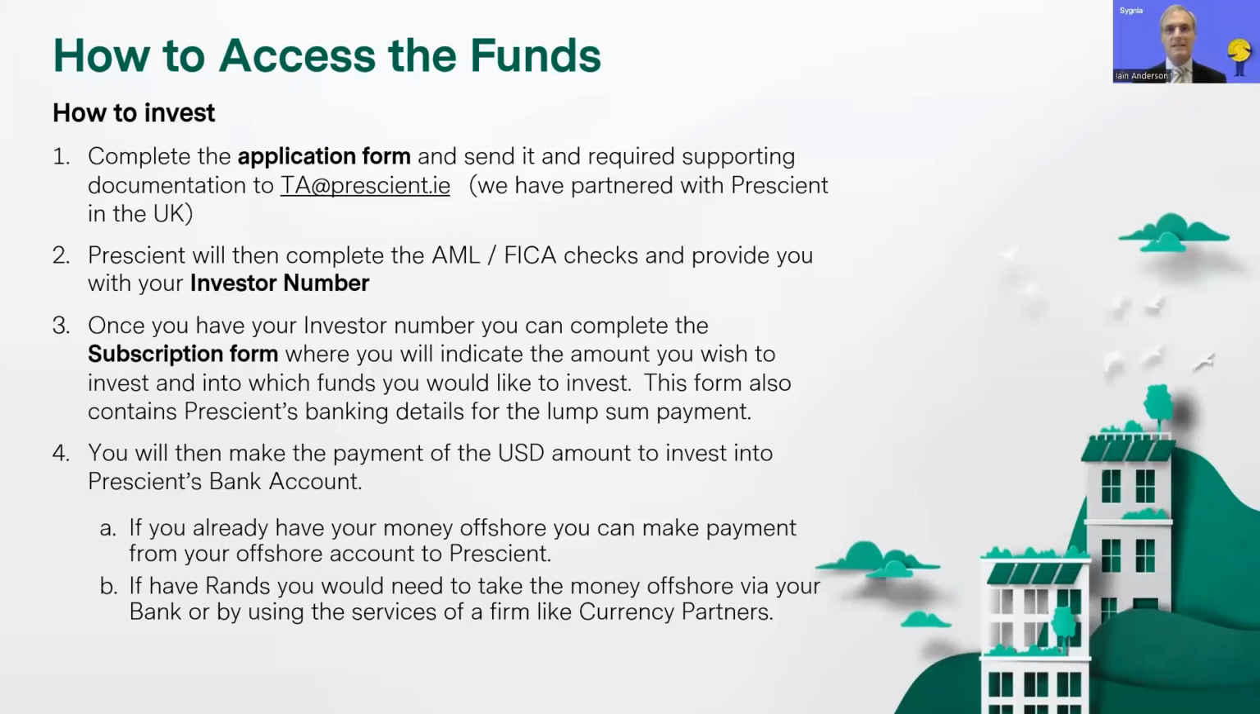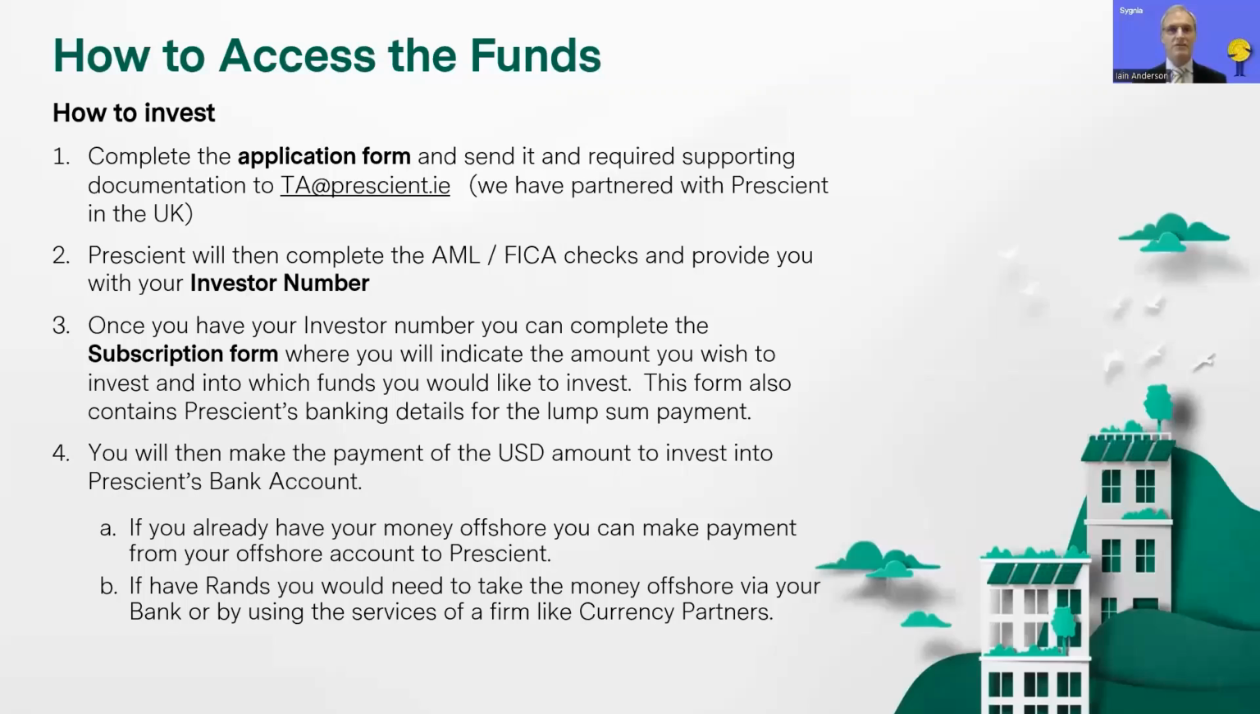So you fill it out, and it's really to let them know who you are. You complete the form and you send it off to Prescient. We can help you with that. The form is available on our website, or you can call us on our helpline or email us. And we will send you that application, but it is available on our website.